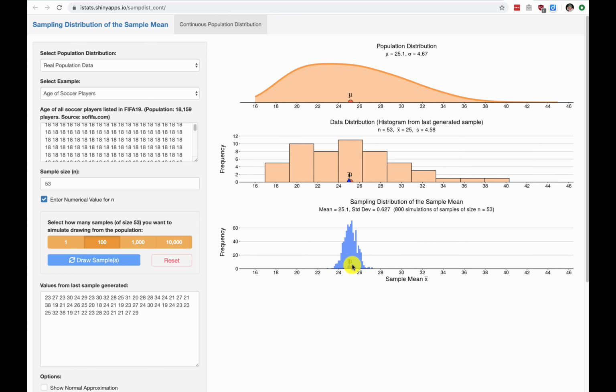And the important part is to watch what happens to the blue triangle against the red, because the red is the population mean, and you're wondering, well, how does the average of all of these sample means stack up against the population? And you should expect that they should look about the same.